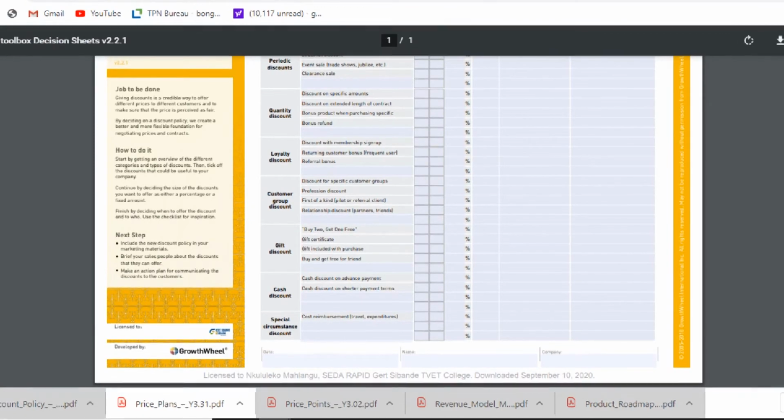What is your discount policy saying? You must know what type of discount you want. Do you want a loyalty discount? A loyalty discount is the type of discount where, when you go to some shops, they give you a card and say this is a reward card. That is a form of discount. If you come to the shop with this card, instead of paying 5 rand for this, you will pay 3 rand, based on that particular card.